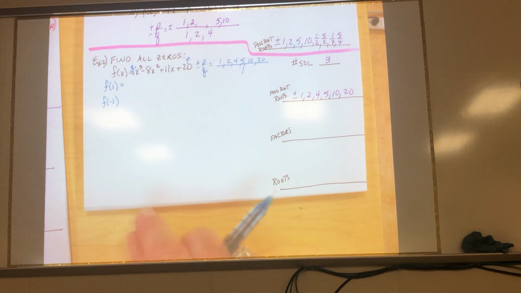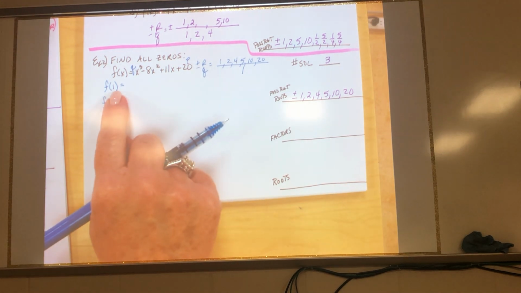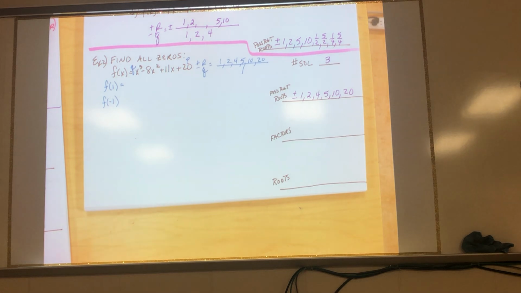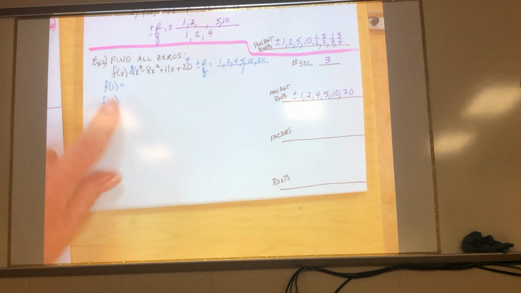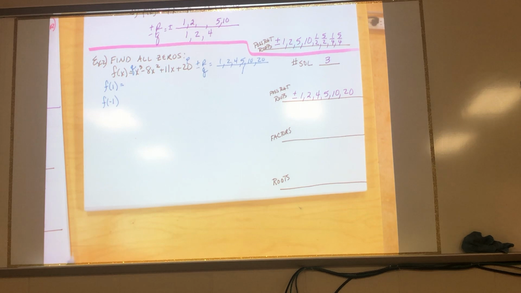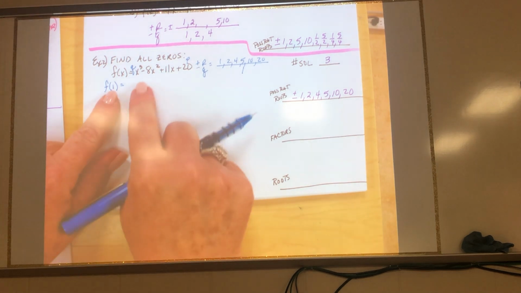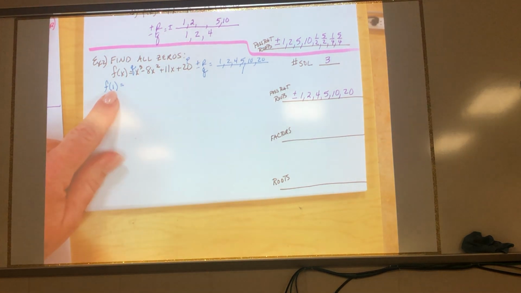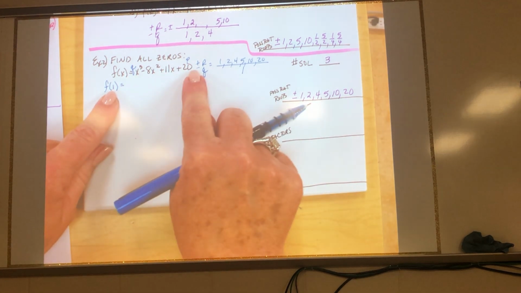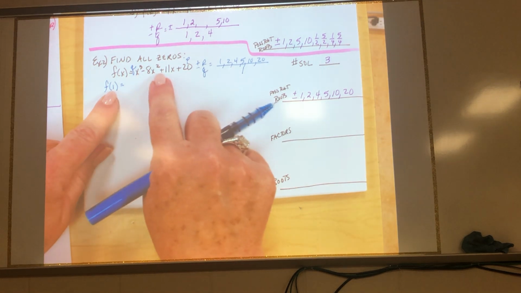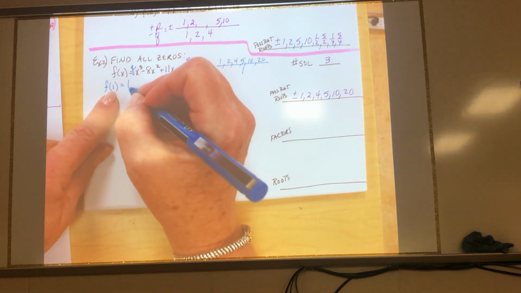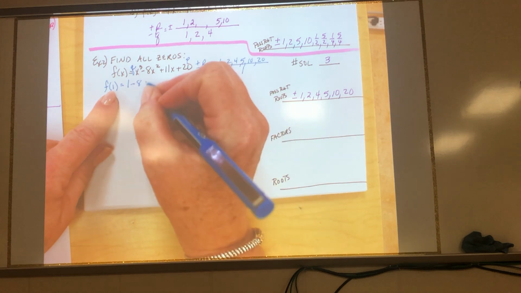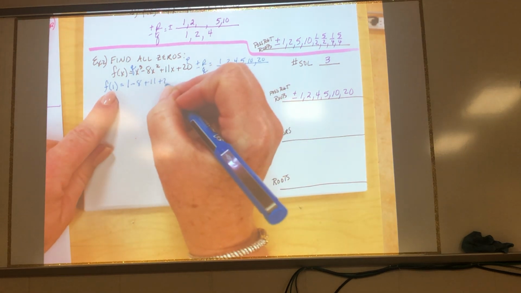So, what do I want to get when I plug it in? 0. That says he's a root, okay? Now watch what happens. This is why it's so easy to do 1 and -1. Y'all, when you raise 1 to any power, what will it be? 1. When you multiply 1 by any coefficient, you'll just get that coefficient, right? So all I'm doing is writing down the coefficients. 1 minus 8 plus 11 plus 20.